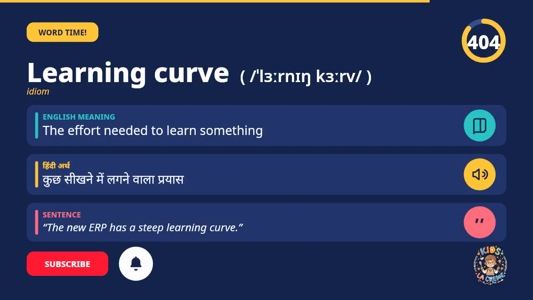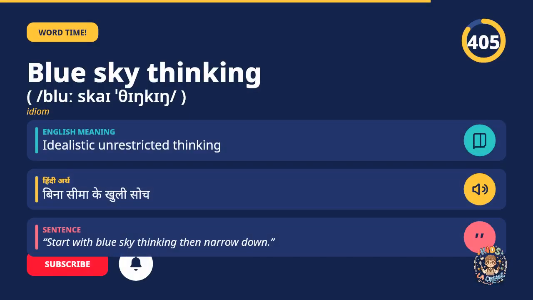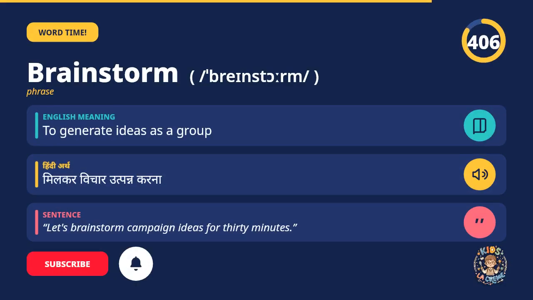Learning curve. The effort needed to learn something. The new ERP has a steep learning curve. Blue sky thinking. Idealistic unrestricted thinking. Start with blue sky thinking, then narrow down. Brainstorm. To generate ideas as a group. Let's brainstorm campaign ideas for 30 minutes.